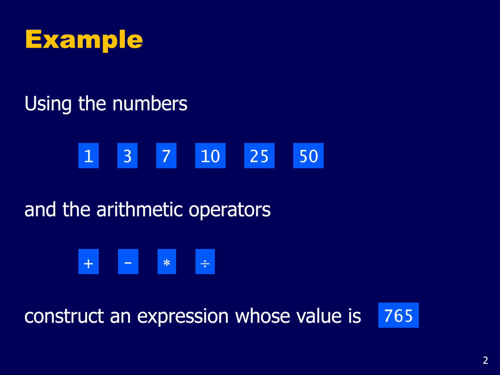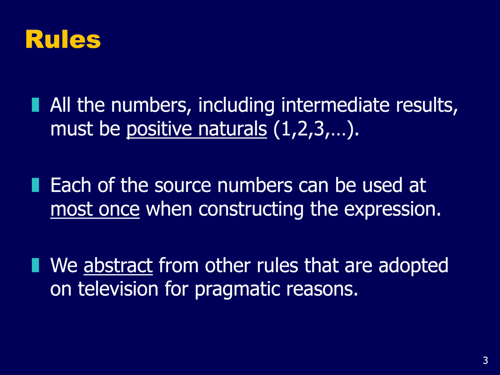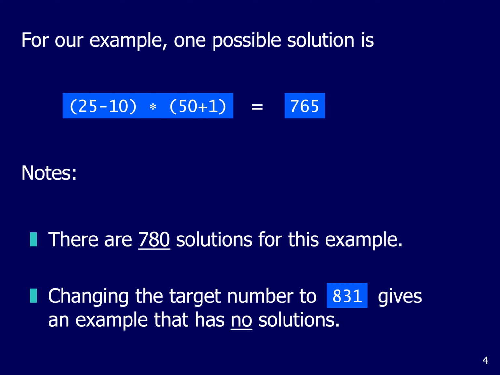So try and construct an expression from these 6 numbers using the standard arithmetic operators that gives a result, which is 765. So here is one possible solution to this puzzle using these given numbers. What I've done in this example is I've taken the 25 and the 10 and subtracted one from the other, and I've got 15. And then I've added the 50 and the 1 to get 51. And if you multiply these two numbers together, then you get 765, which is exactly the solution or target that we're looking for.